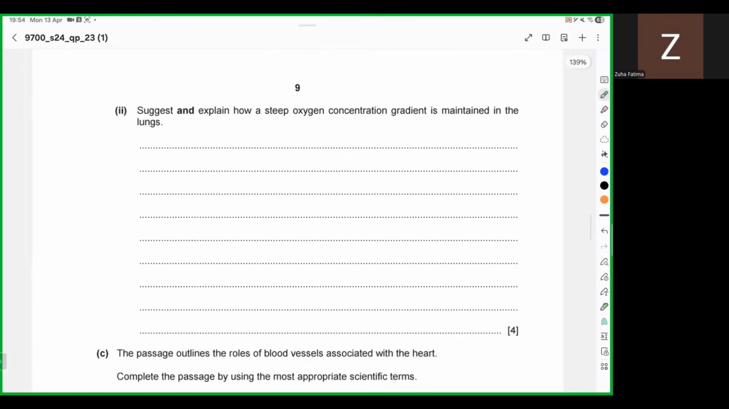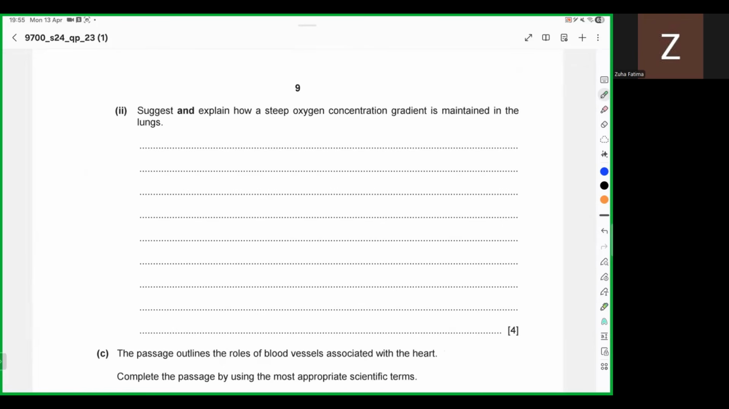Suggest and explain how a steep oxygen concentration gradient is maintained in the lungs. We've talked about it multiple times. It is the constant alveolar ventilation. Constant alveolar ventilation means that we have inhalation and exhalation.